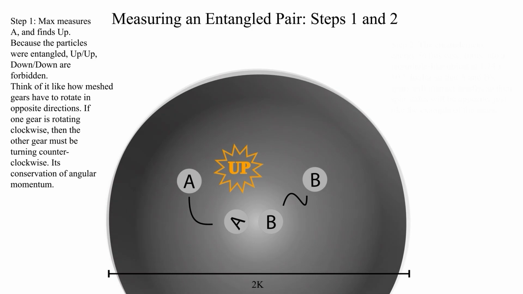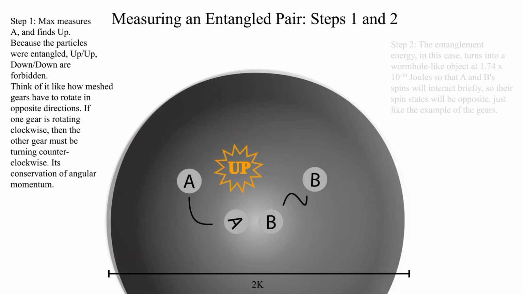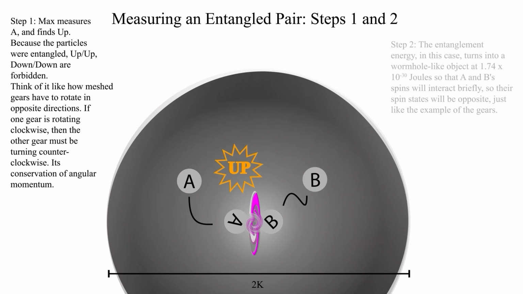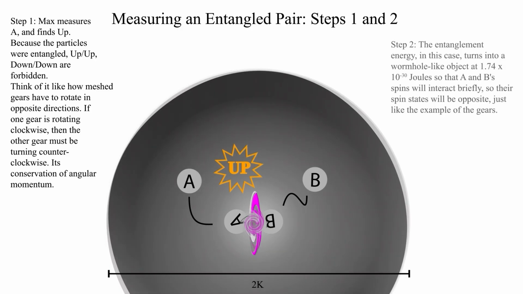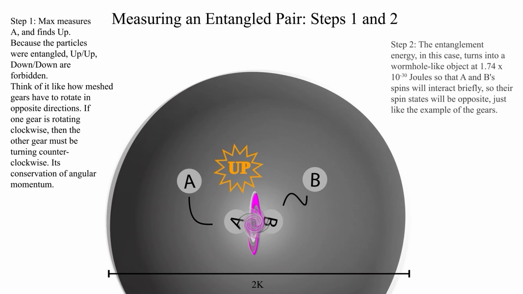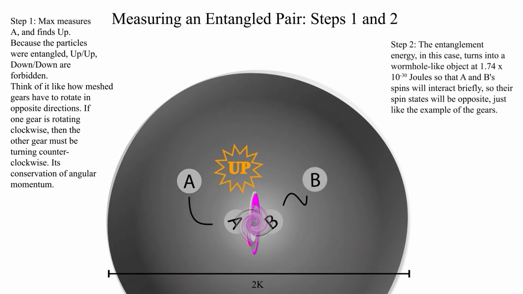Step 2. The entanglement energy, in this case, turns into a wormhole-like object at 1.74 times 10 to the negative 30 joules, so that A and B spins will interact briefly, so their spin states will be opposite, just like the example of the gears.